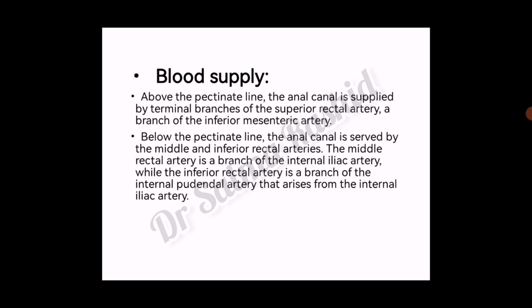Blood supply. As the anal canal has two origins, so the blood supply of the two origins is different. Above the pectinate line, the anal canal is supplied by terminal branches of the superior rectal artery, a branch of inferior mesenteric artery. Below the pectinate line, the anal canal is served by the middle and inferior rectal arteries. The middle rectal artery is a branch of internal iliac artery, while the inferior rectal artery is a branch of internal pudendal artery that arises from the internal iliac artery.